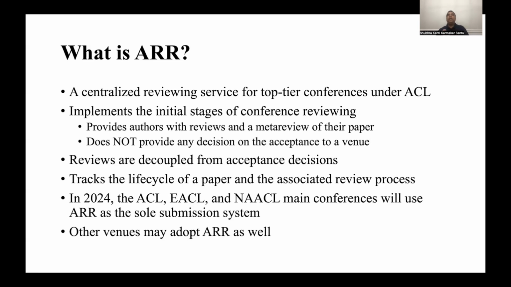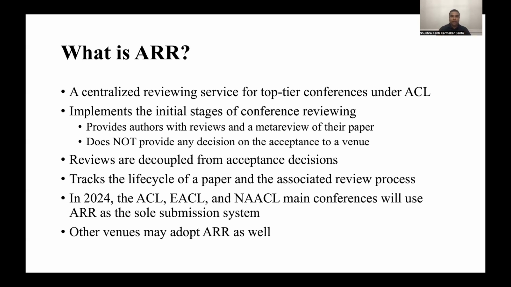And what we mean by centralizing is decoupling the review cycle from the acceptance decisions. ARR is only going to implement the first part of the overall reviewing process, which is providing authors with reviews and a meta review for their submitted paper. But ARR is not going to give you a decision on the acceptance to a venue. That is the job of the program committee of a particular ACL conference.